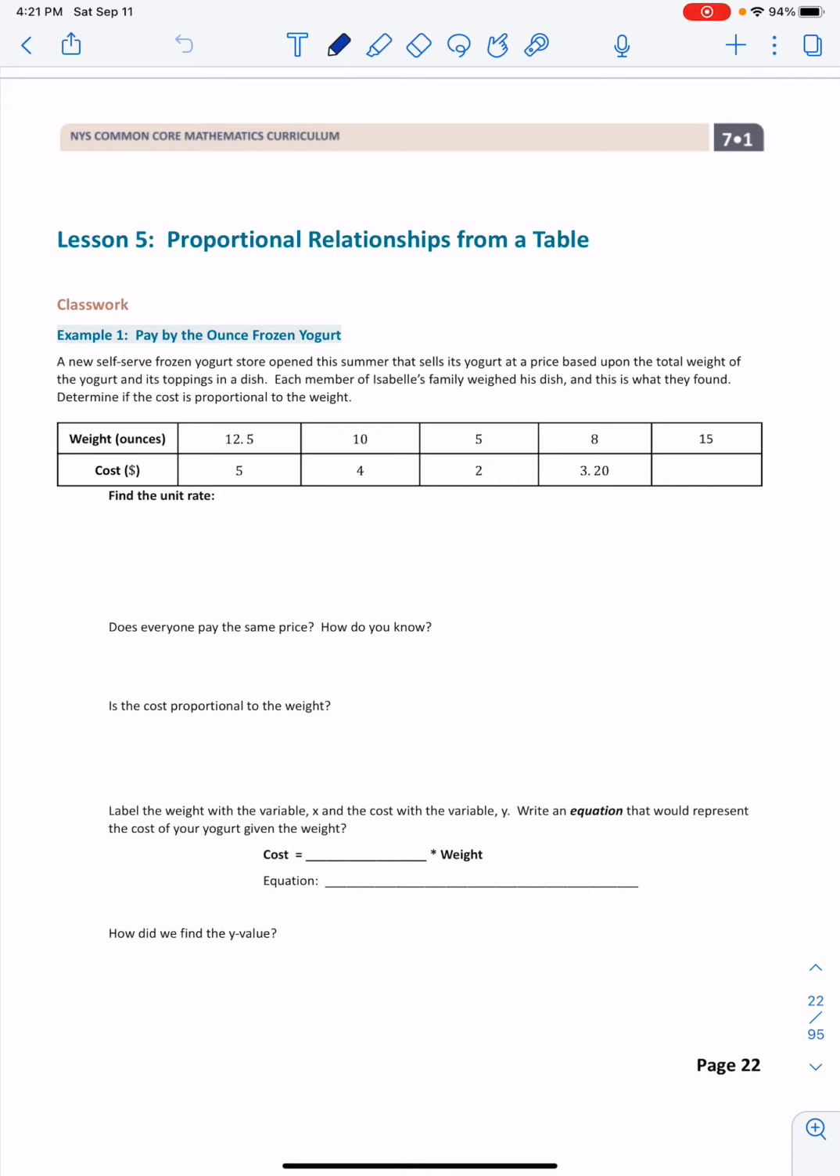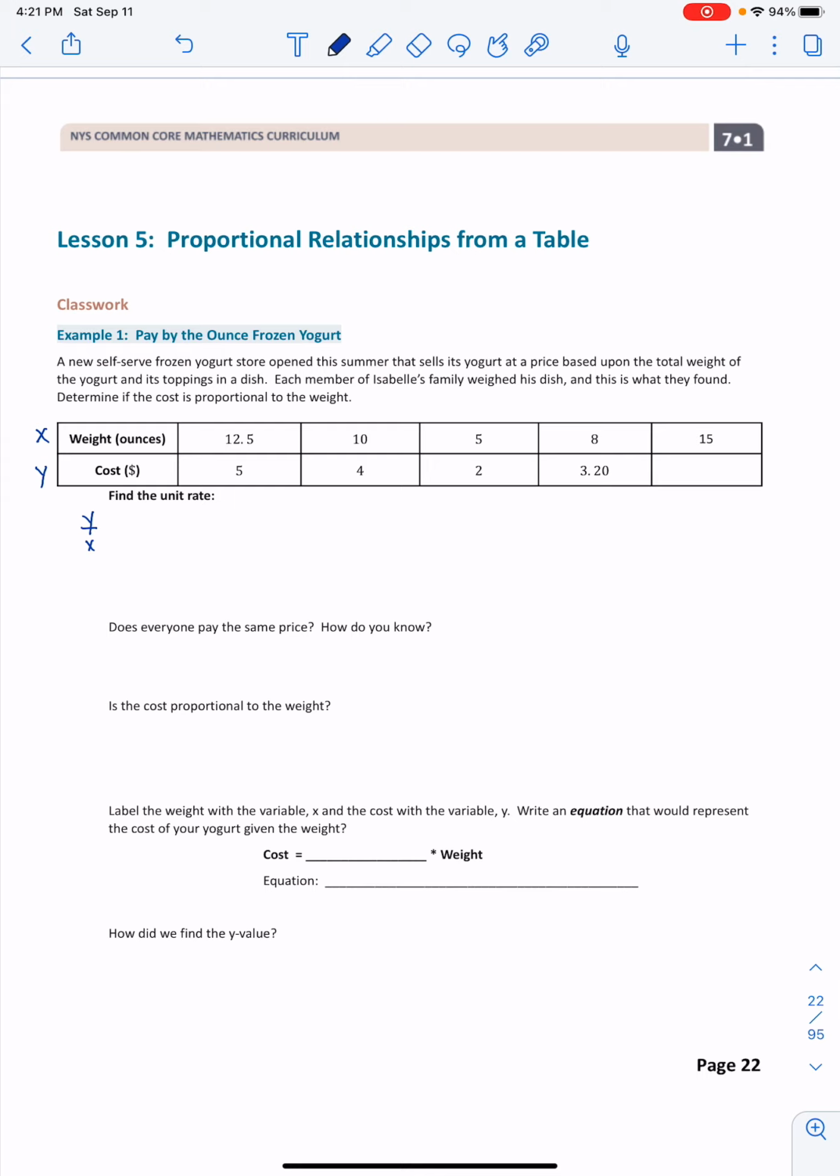Whenever you're looking at a table that goes from left to right, the X value is normally on top and the Y value is on the bottom. So when we go to try and find the unit rate, remember, the Y value is always on top, the X value is on the bottom. So we need to divide these numbers.